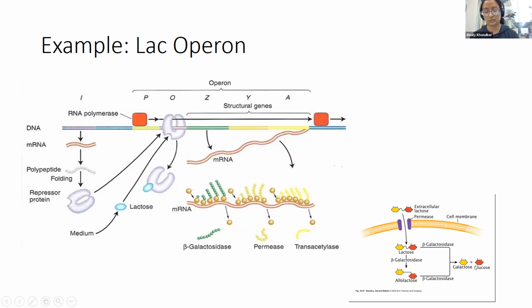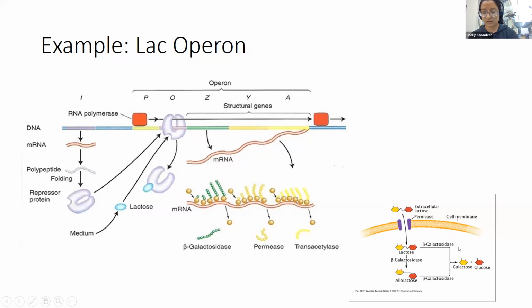The reason why the cell would want to do this is because the preferred energy source for bacteria is glucose. But in the absence of glucose, the cell needs to activate alternative operons to allow for utilization of alternative sources of energy, such as lactose and arabinose. So the lac operon converts lactose to galactose and glucose so that the cell can use this for energy.